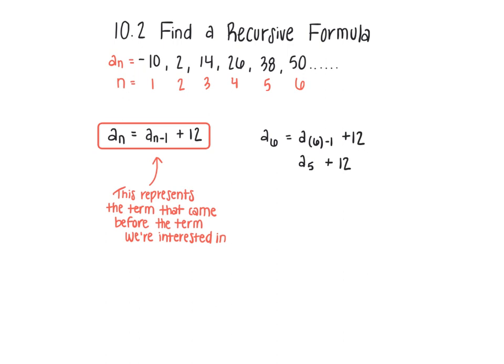And we know that a sub 5, because it's the fifth term, is equal to 38. So I would plug in 38, and I would add 12 to this, and my resulting answer would be 50, which is exactly what a sub 6 equals. So our formula works out just perfectly.